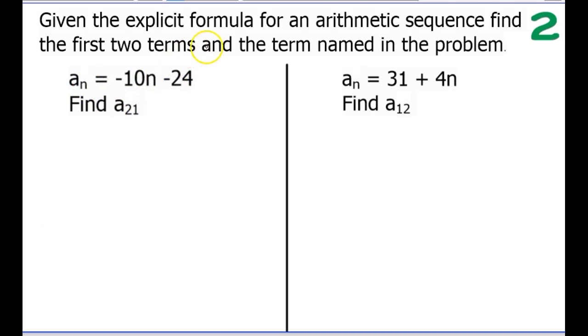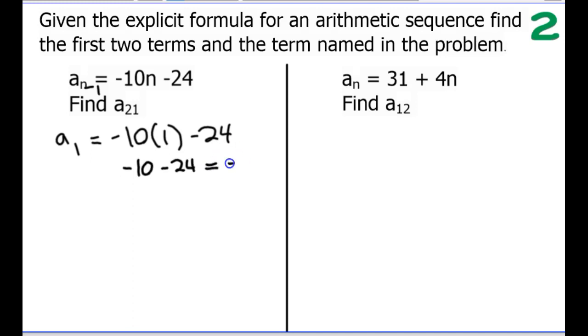So now we are given a formula, and we need to find the first two terms and then the term named in the problem. So our formula is a sub n equals -10n minus 24. If we are looking for the first two terms, we can put in 1 for n. So we're going to have a sub 1 equals -10 times 1 minus 24. This will give us our first term. So -10 times 1 gives us -10 minus 24, which would give us -34. Our first term is -34.